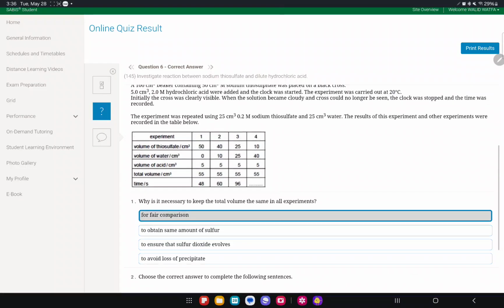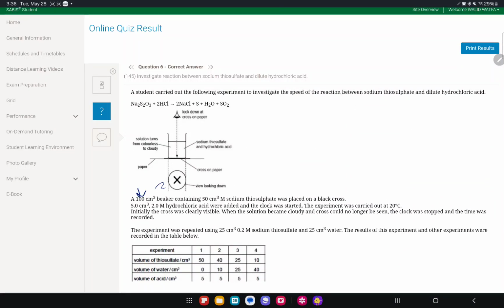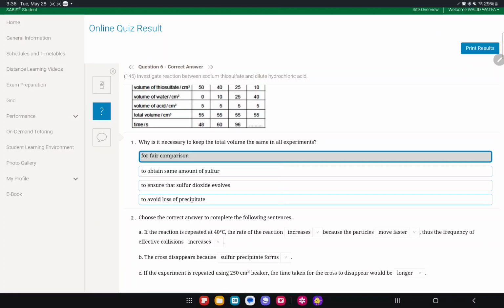And then they said the experiment is used again using a bigger volume. The volume used was 100 centimeters cubed, sorry, 250. What's gonna happen? Obviously, the time taken to disappear will be longer. Why? Because the reaction rate decreased when volume increases. Because remember, C equals n over V. When this volume increases, that means the concentration will be decreasing, and therefore when concentration decreases, then reaction rate decreases.